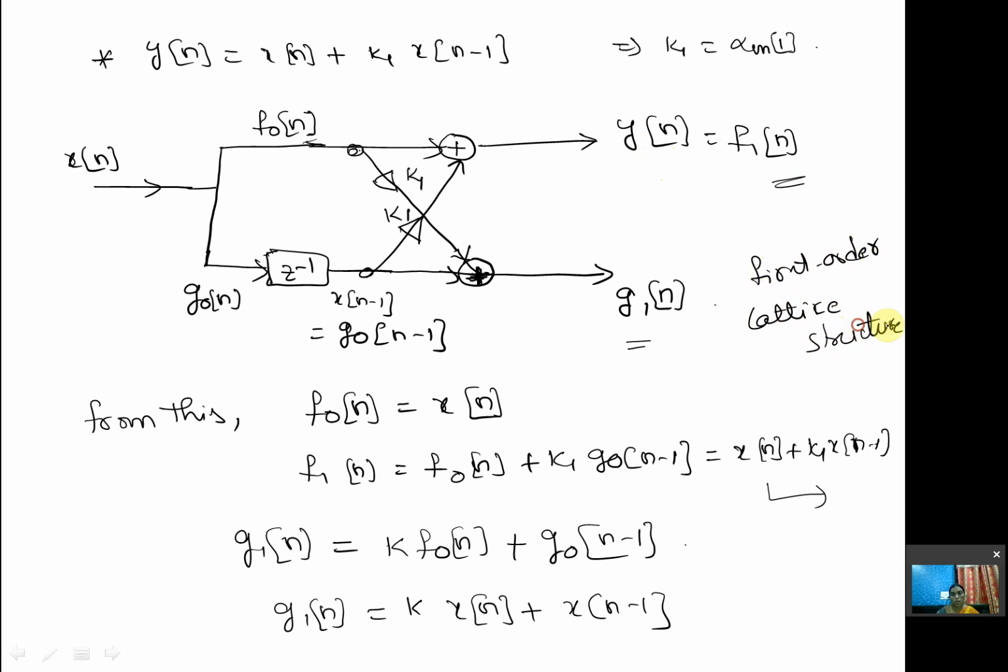For second order, what we will do? You just take the same structure here, and then connect here these two, f1 and g1, and then you can get the f2 of n and g2 of n. There f2 of n is nothing but the second order filter output, that is f of n. Right? Simple.